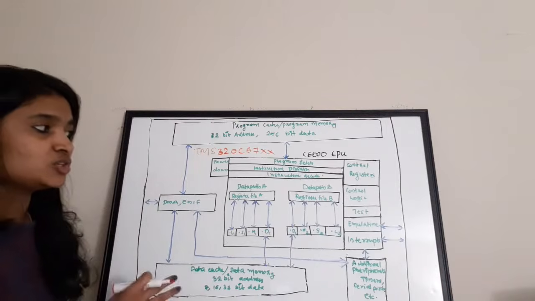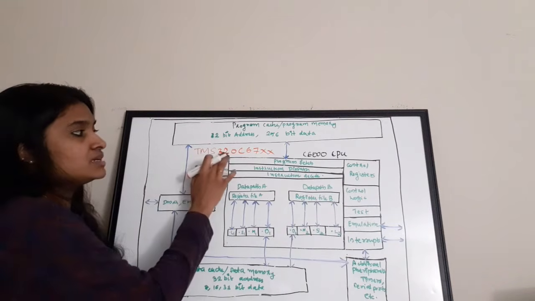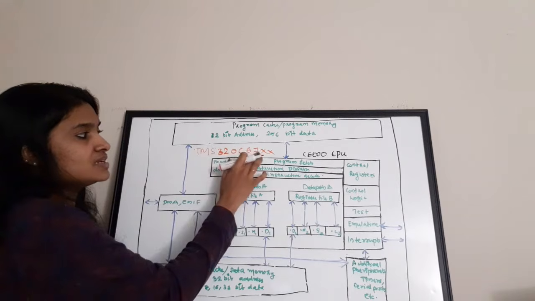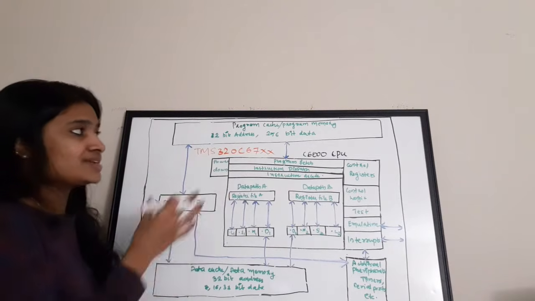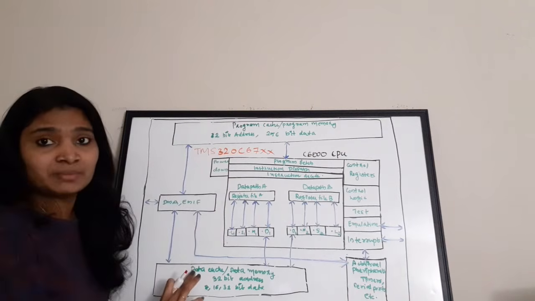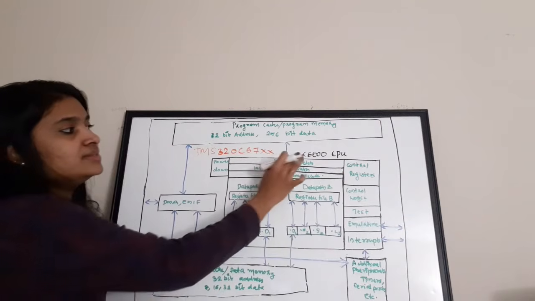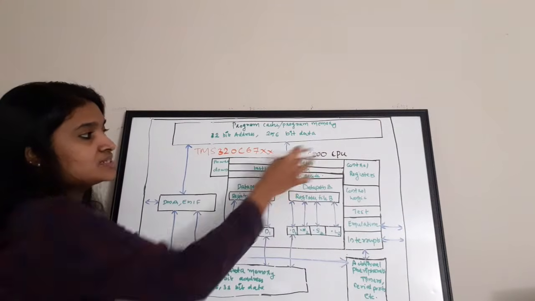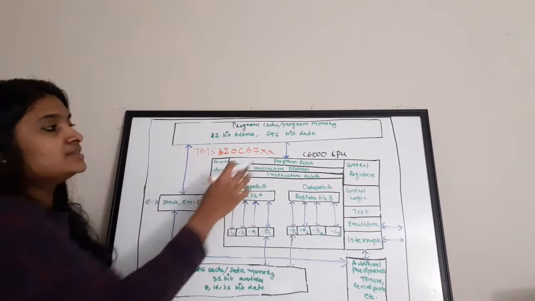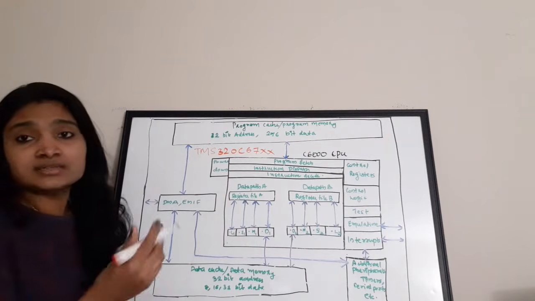So this is the architecture you need to draw in your exam paper. This is the TMS320C67XX architecture, which consists of memory, that is program memory and data memory. It also has a CPU, the C6000 CPU. That means this CPU is common for all the C6000 families.